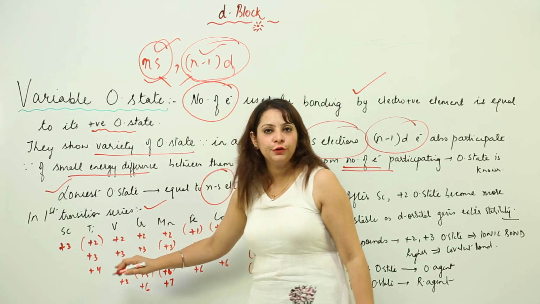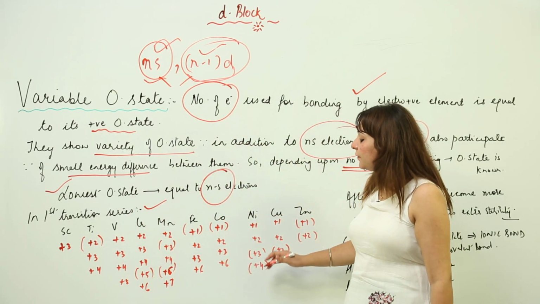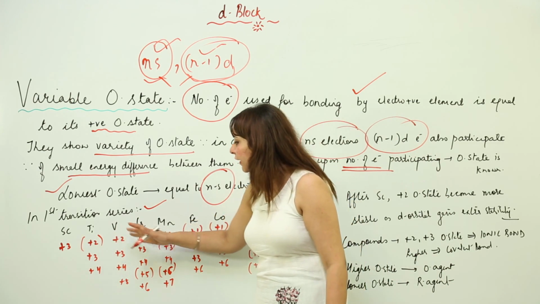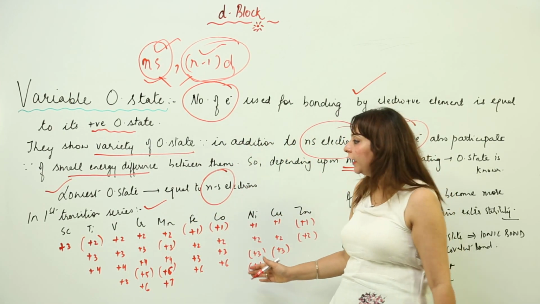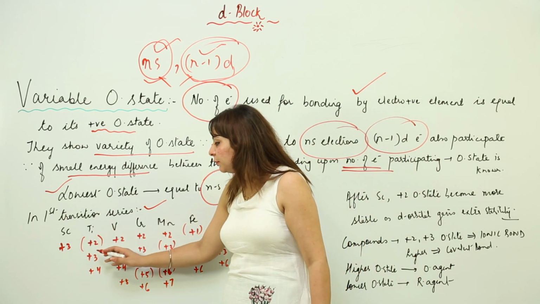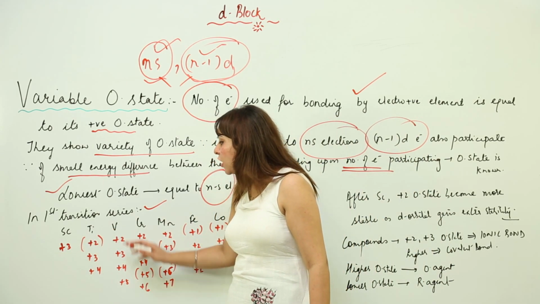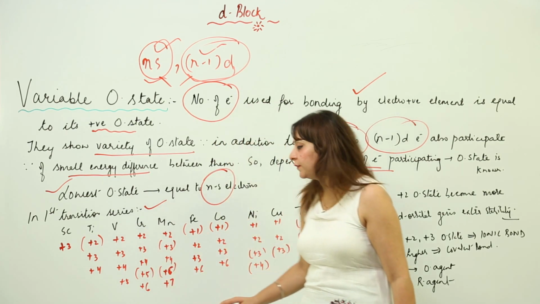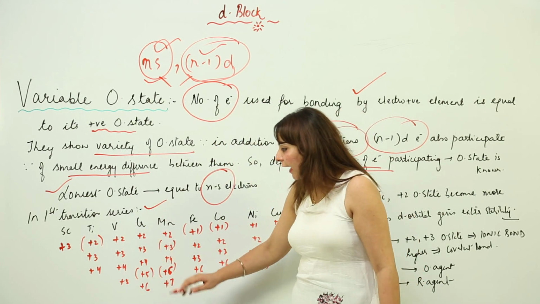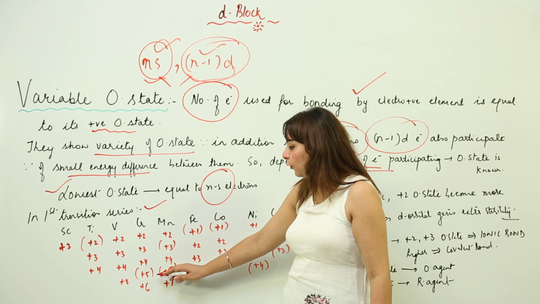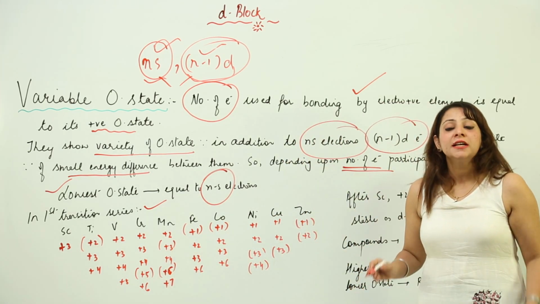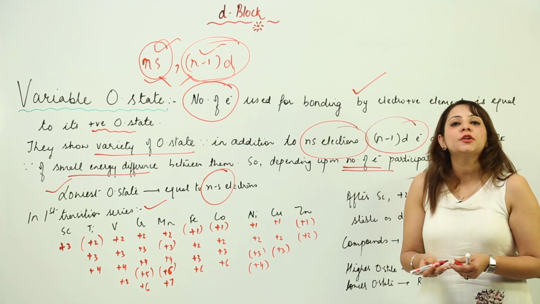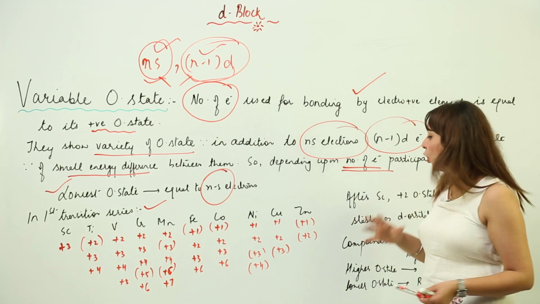This I have written for you for the first transition series. We have scandium, titanium, vanadium, chromium. See how a variety of oxidation states they are showing. Scandium can show +3, titanium can show +2, +3, +4. Vanadium can also show these kinds of states. Chromium can again show +2, +3, +4, +5, +6, and all of them can show a variety of oxidation states, depending upon how many electrons are participating in the bond formation.